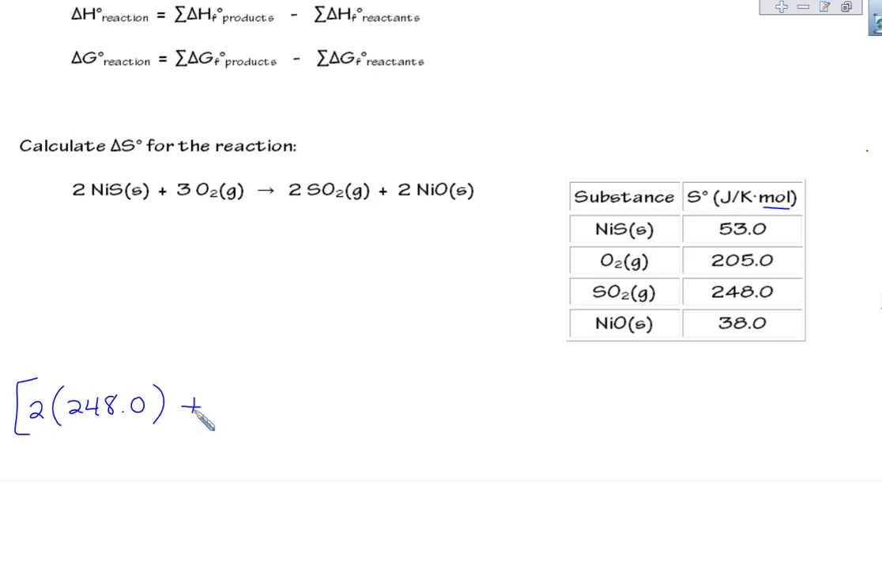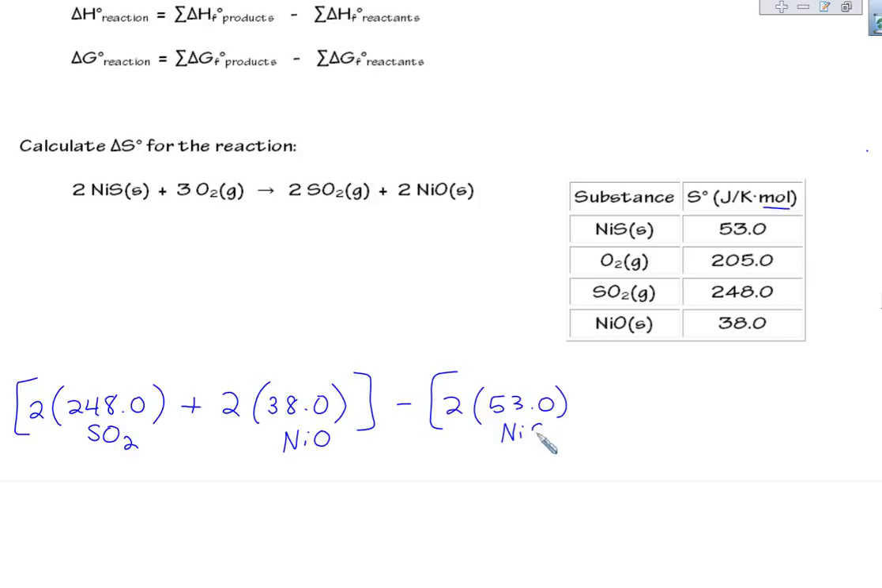Plus, let's see here, 2 times that nickel oxide, 38.0. Okay, so this was the nickel oxide, and this was my sulfur dioxide. Common mistake, people always forget that you've got to start with the products minus the reactants. Here are my reactants, 2 times the nickel sulfide, 53.0. That's the nickel sulfide. And 3 times the oxygen. Notice that oxygen is not 0. Its heat of formation value is 0. It doesn't have any energy change for a pure element.